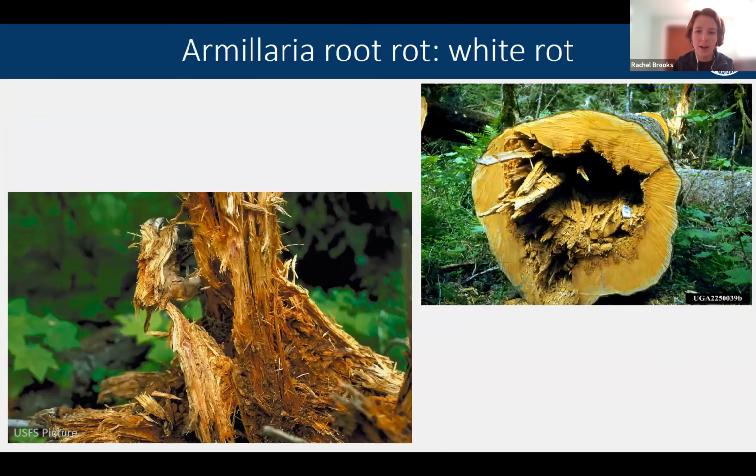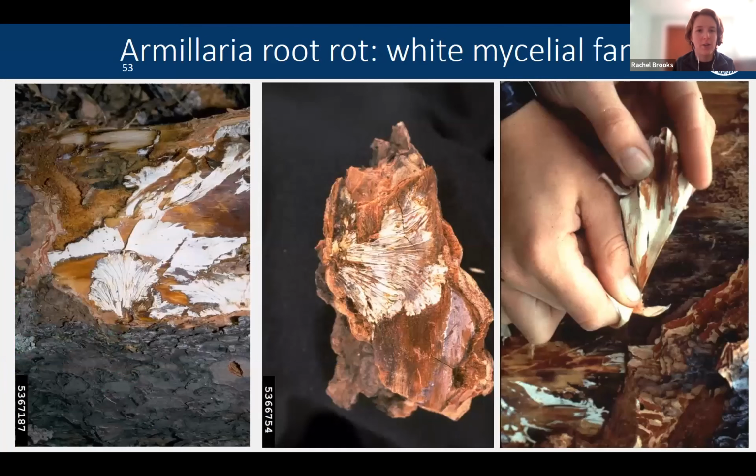So white rot is pretty generic. Turns out I don't have a ton of pictures of Armillaria white rot to share, but the white mycelial fans are important. And so here's a handful of pictures in which the bark of a tree or the bark on the roots of the tree were removed, exposing these white mycelial fans. And there's two things you want to think about when you're looking at these fans. You want to make sure that they're pretty thick and substantial, so you want to be able to pull them off the wood with your fingers.